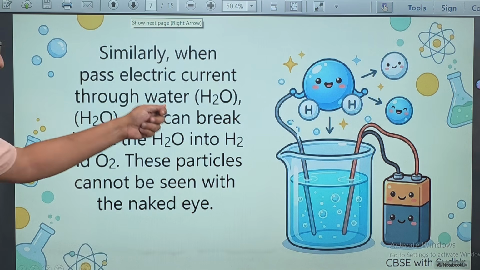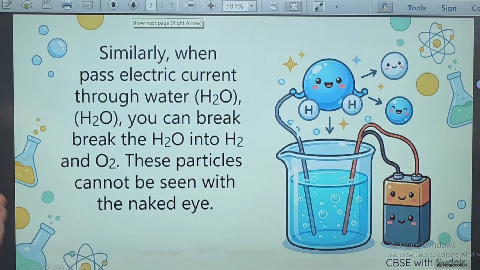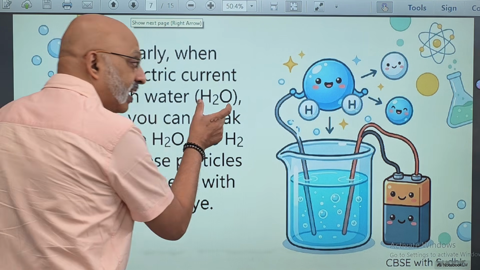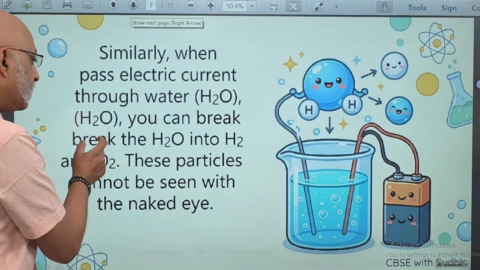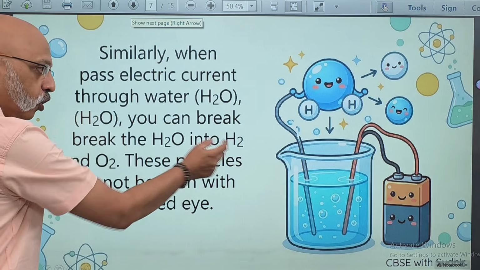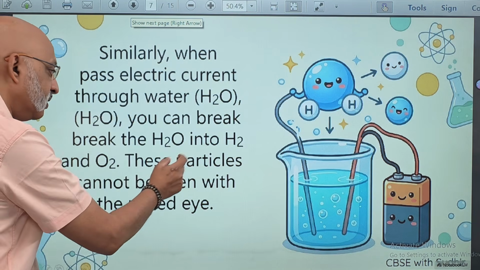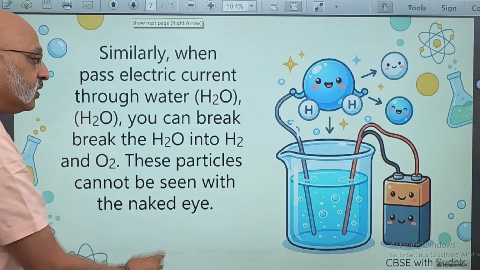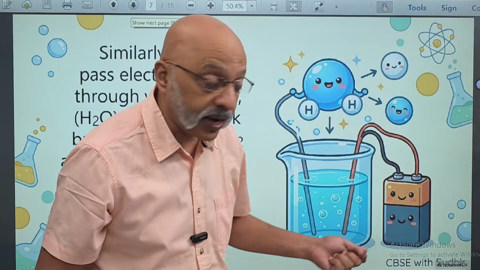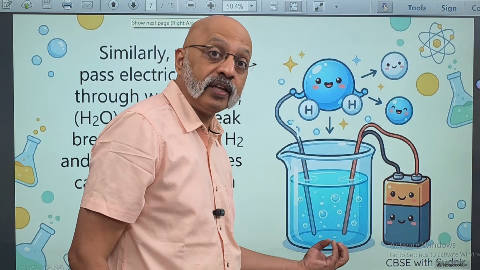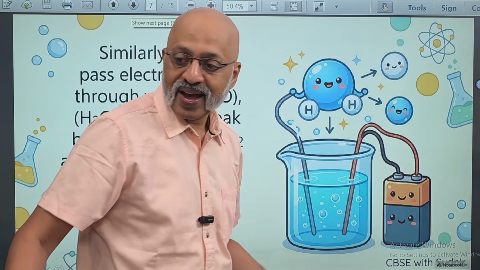Similarly, when we pass electric current through water, now you may ask, can water be broken down? This is the chemical formula of water, H2O. You can break the H2O into hydrogen and oxygen atoms. These particles cannot be seen with the naked eye. Can you see hydrogen and oxygen with the naked eye? You cannot. But you know that when they come together, they form water, which is H2O.